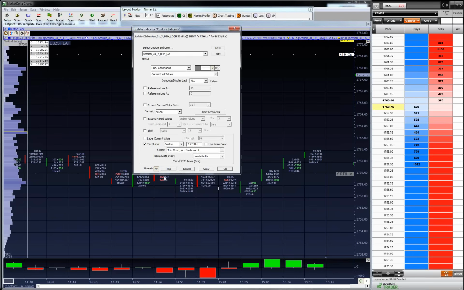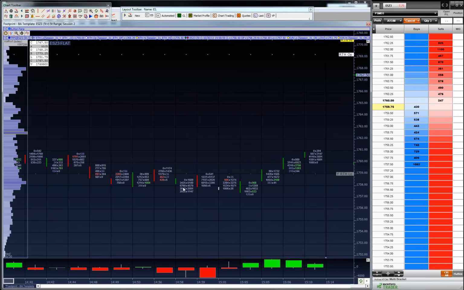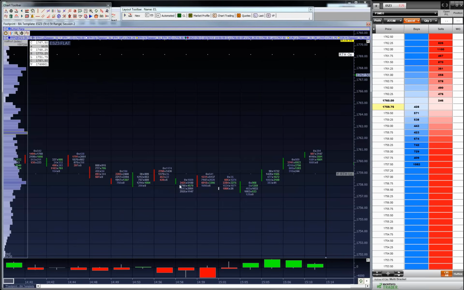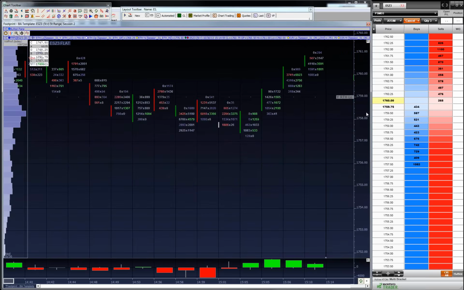So if I double click the footprint, double click the footprint again, I'm going to set it to automatic, click OK. There we are.